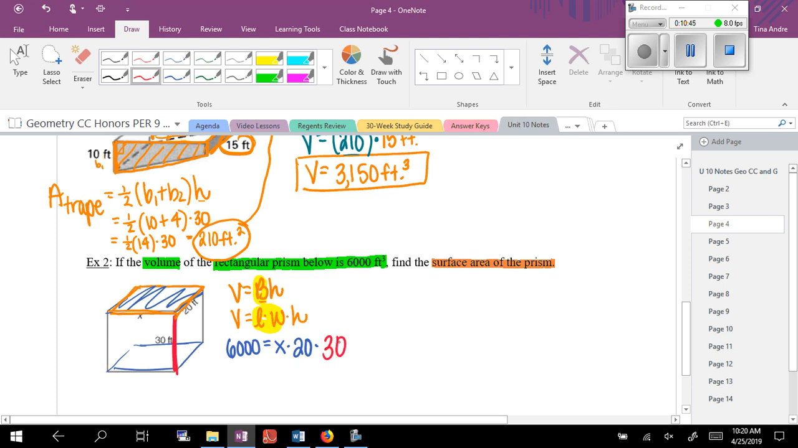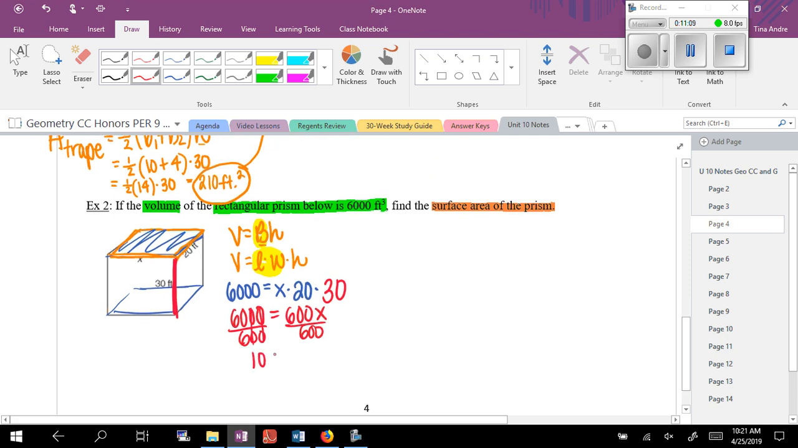Again, you just need to multiply the numbers. So I'm going to go ahead and multiply the 30 times the 20. That's going to give me 600. So I have 6,000 equals 600 times X. So to solve for X, we're going to divide by 600. And when we do that, we end up with 10 for X. So I'm going to go ahead and just put that right back in the picture. So that'll be 10 feet.